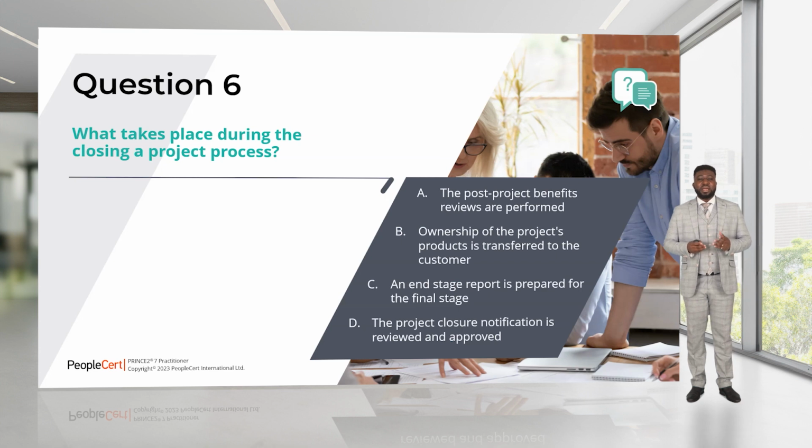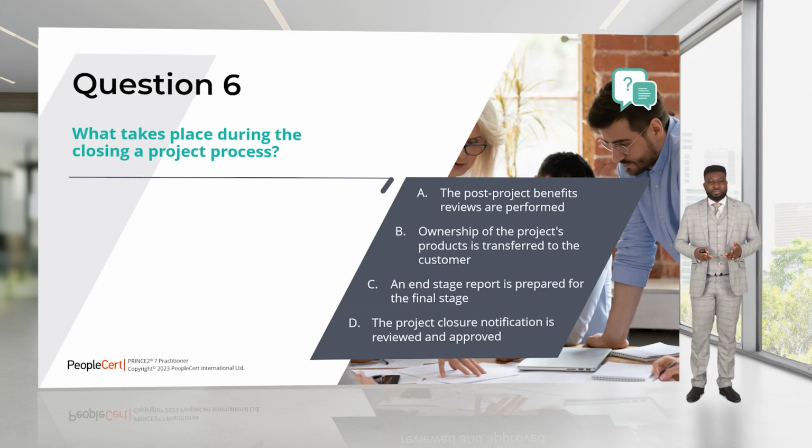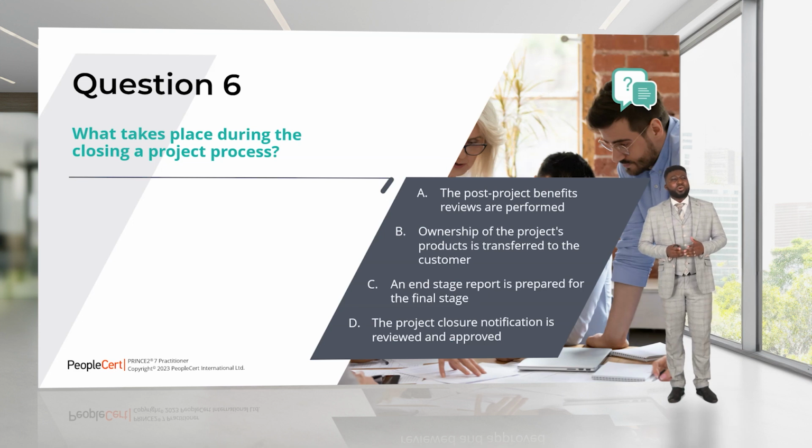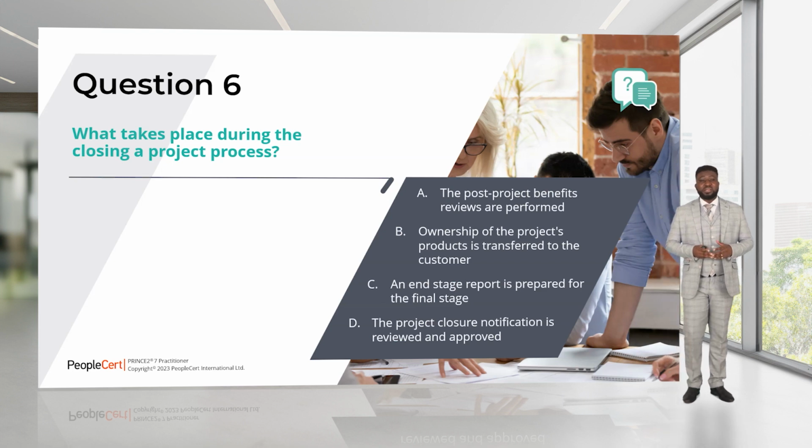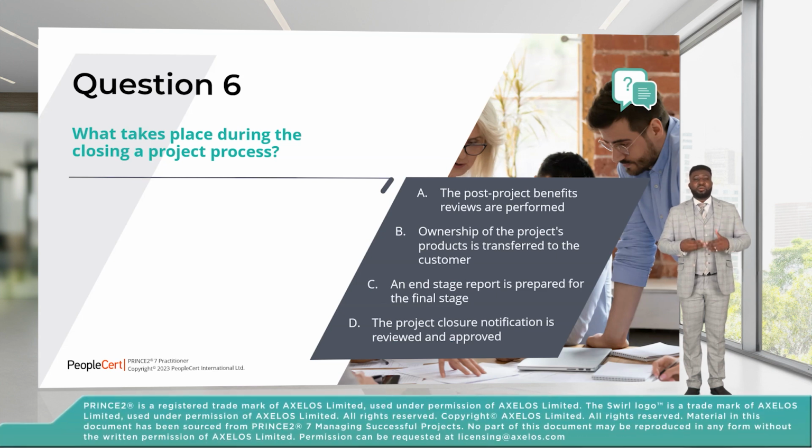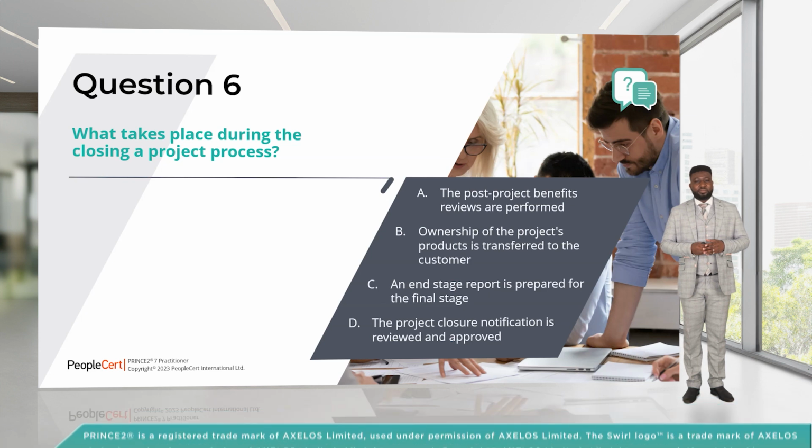C says an end stage report is prepared for the final stage. Now, when you are in a closing a project process, we do not have an end stage report. End stage report is only written while you are in a managing stage boundary. In a closing a project process, we will have instead an end project report. So this is incorrect, because it's saying that we're writing an end stage report. So C is incorrect.